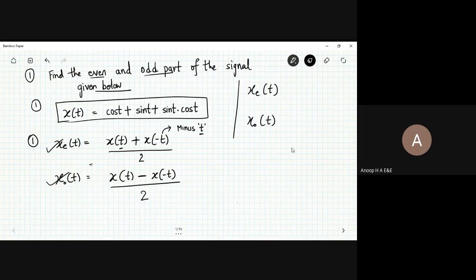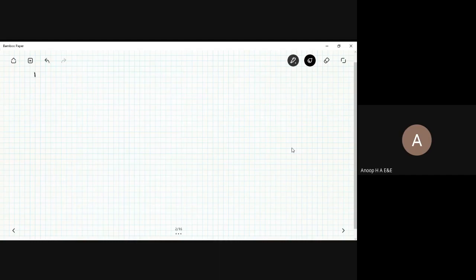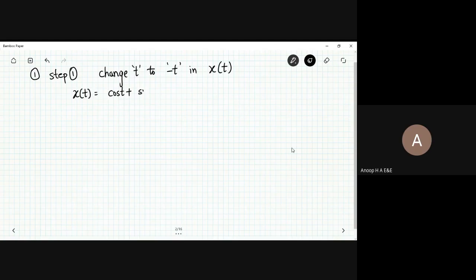Next, the first step is finding the minus t function. So change t to minus t in x of t. Let me write x of t again: cos t plus sin t plus sin t into cos t. This is how you can represent it.